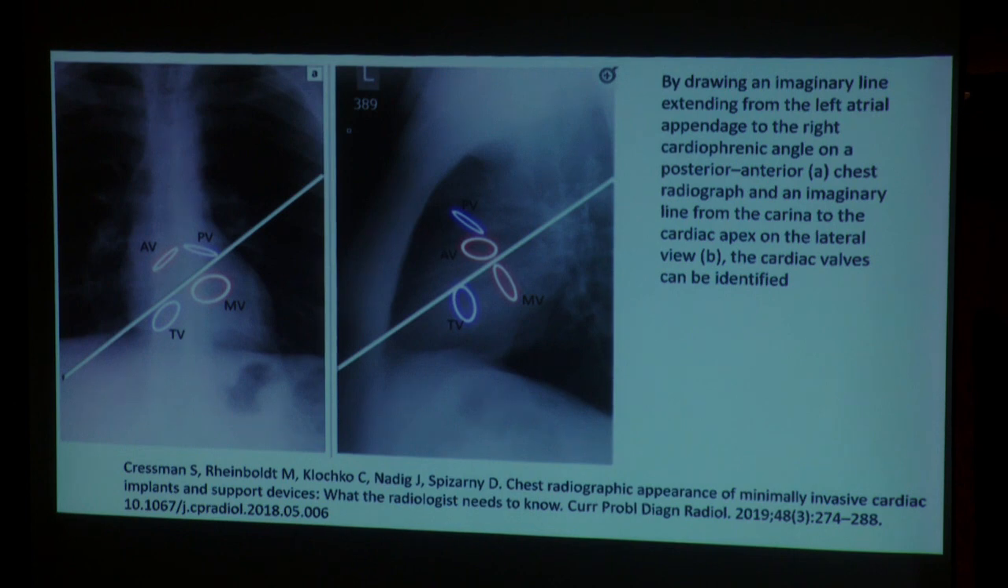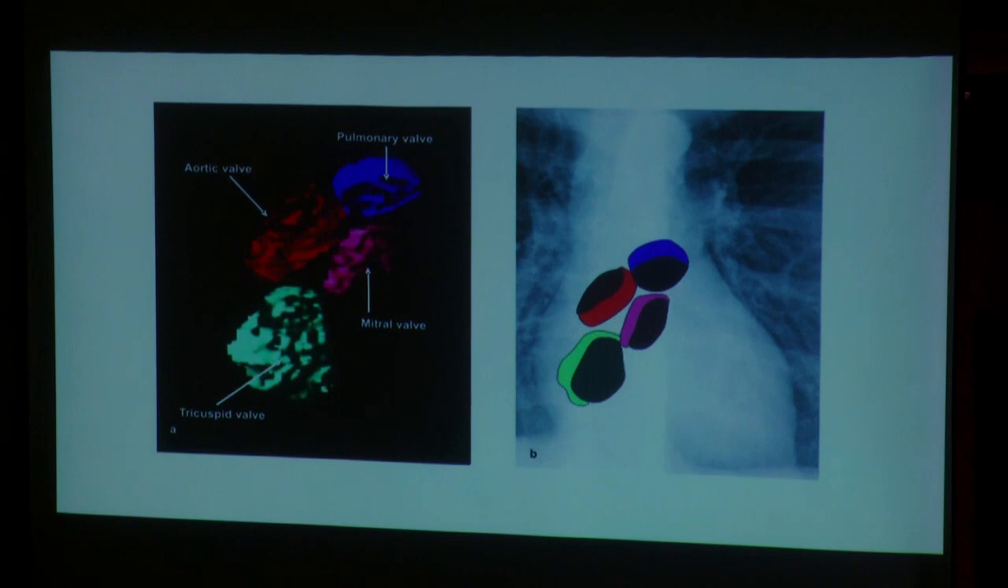You can always draw the lines. Whatever is above is aortic and pulmonary. Whatever is below is tricuspid and mitral. And tricuspid is usually the lowermost, closest to the diaphragm. Again, a reiteration of the same thing: it will be pulmonary, aortic, mitral, and tricuspid on the frontal view.